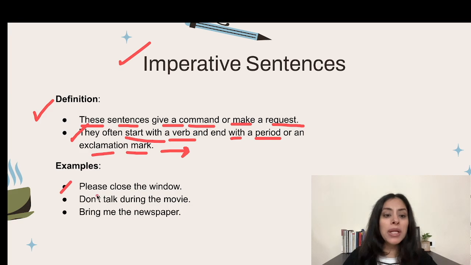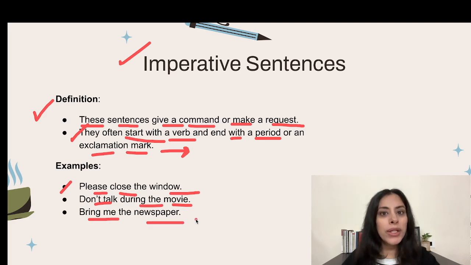For example, please close the window. Don't talk during the movie. Bring me the newspaper. Here you're telling someone to do something. Maybe you want something or it's a general request.